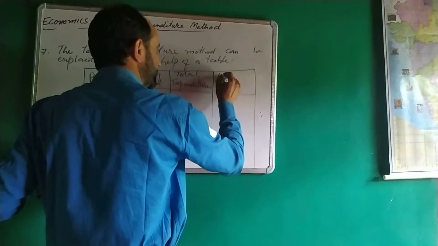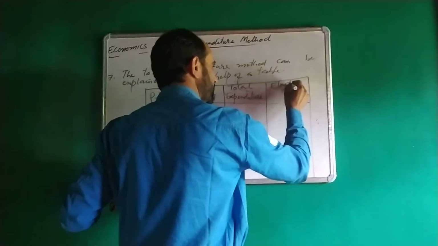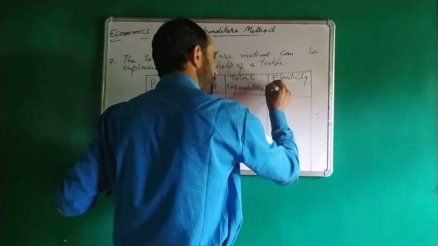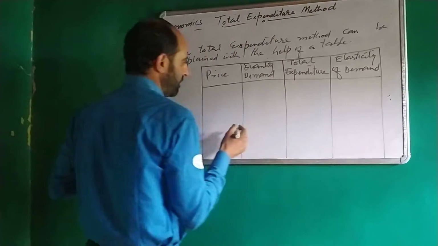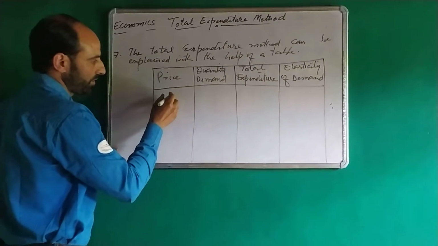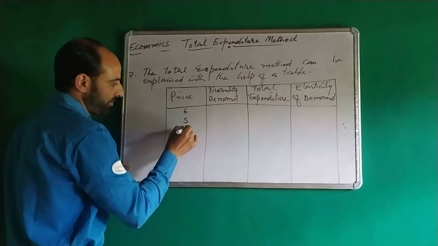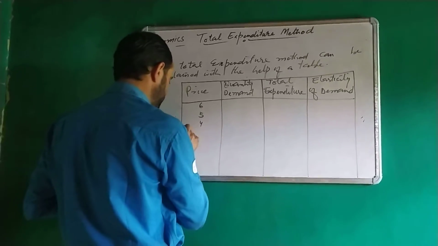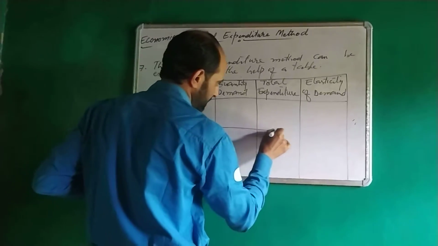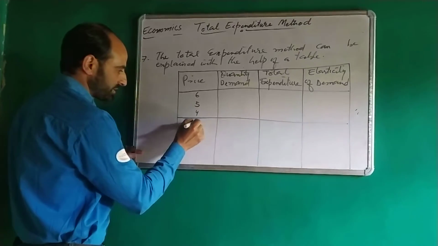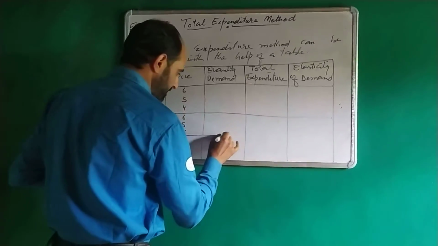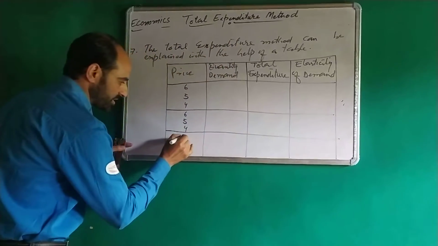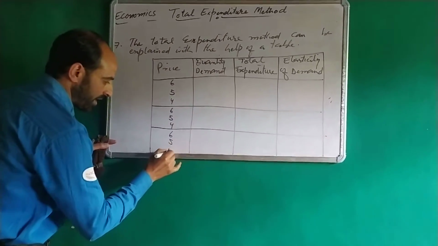Total expenditure, this is elasticity of demand. Prices are 6, 5, and 4.